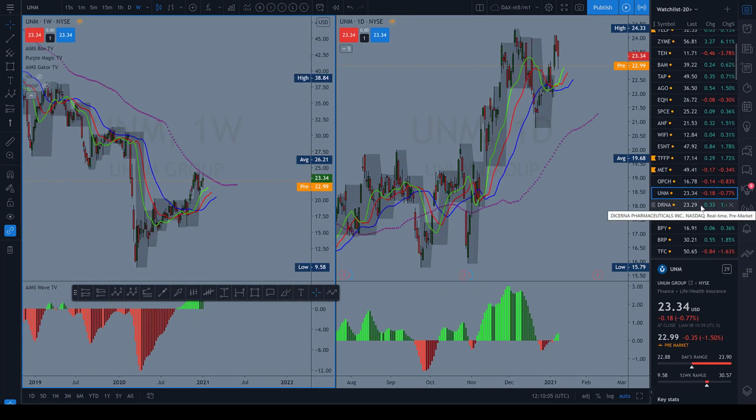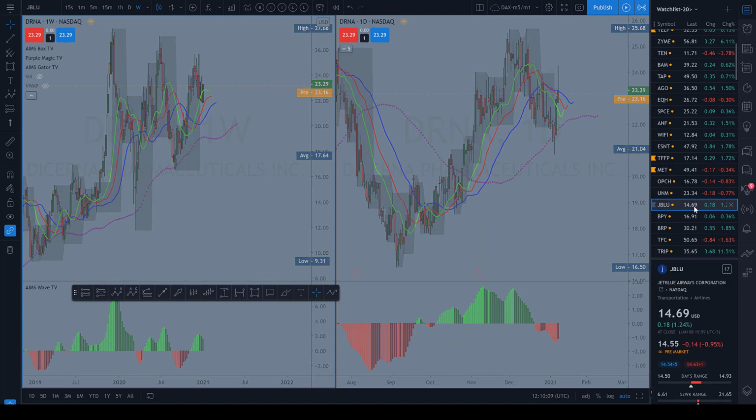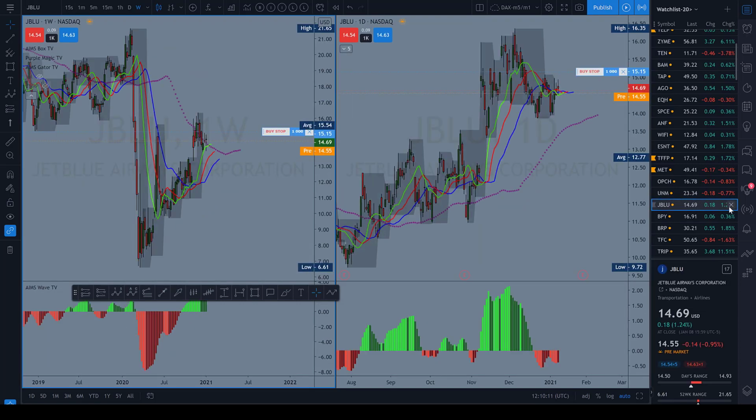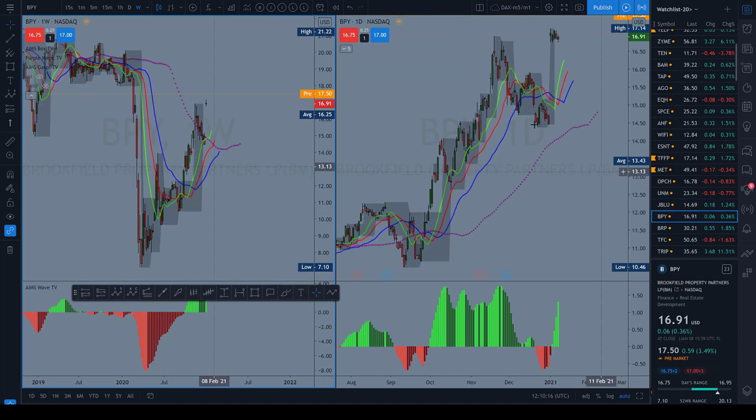Quite a lot of stocks that I have on my list. Get rid of this one. Okay. See, this is what I'm talking about. A really strong gap, and then I can't trade it. So get rid of that.